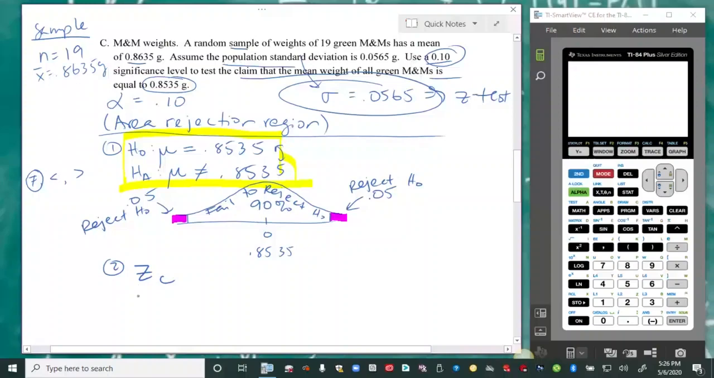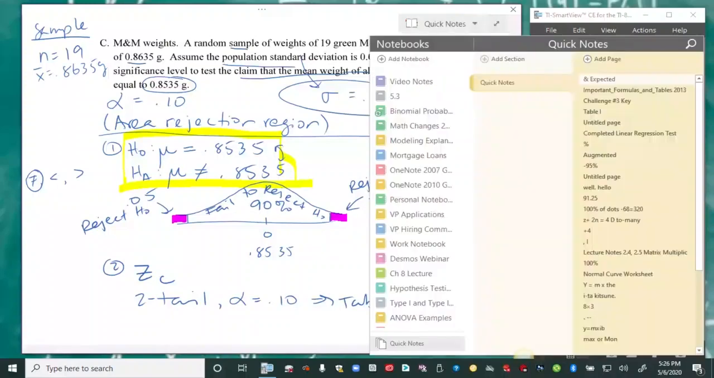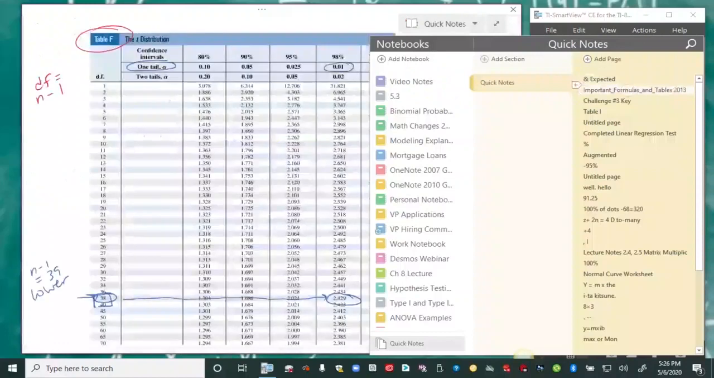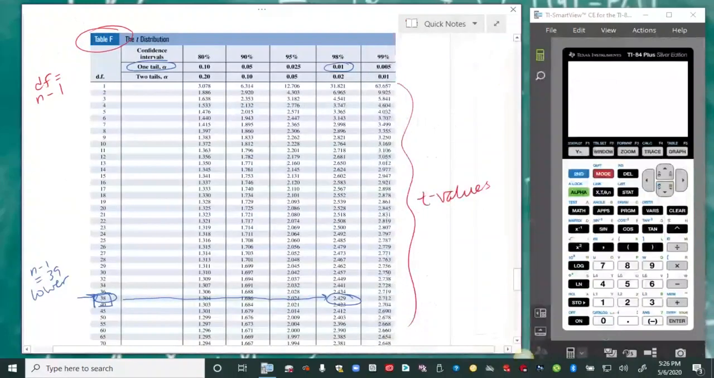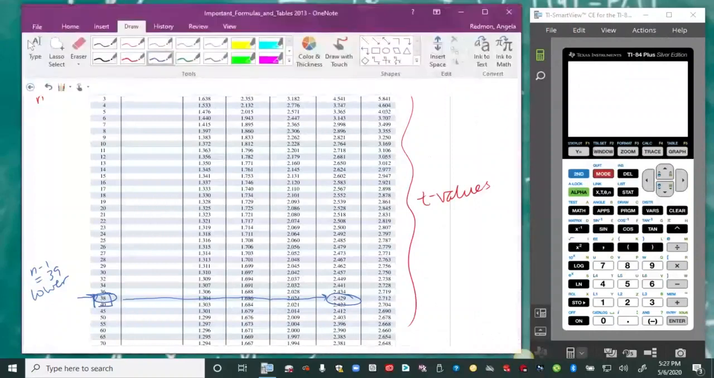I need to know that I've got a two-tail test to use my table. Two-tail test, and I have a significance level, that's my alpha, of 0.10. We're going to use table F. Okay, let's go over to table F here. So this time in table F, we've got two tails. Let me grab a different color. Yeah, sure, I'll do red.